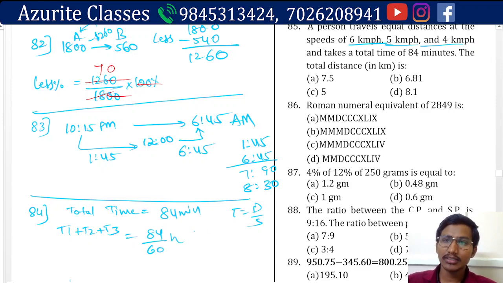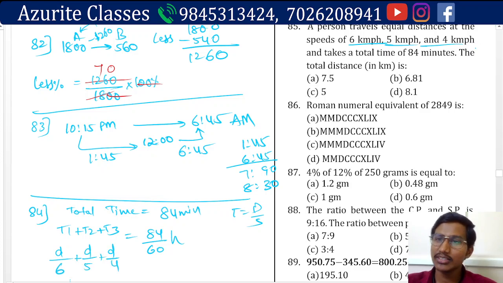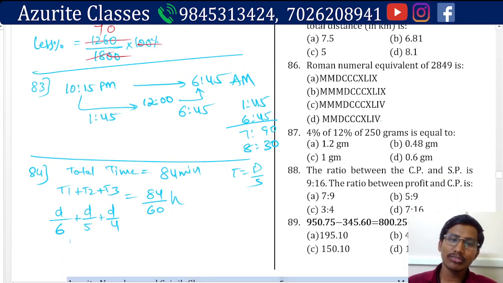Because the speed is in kilometers per hour, we have to take it in hours. So time 1 will be distance by speed. All 3 distances are the same, so we take d. The speeds are first 6 kilometers per hour, distance by second speed 5, and distance by third speed 4. That should be equal to 84 by 60.